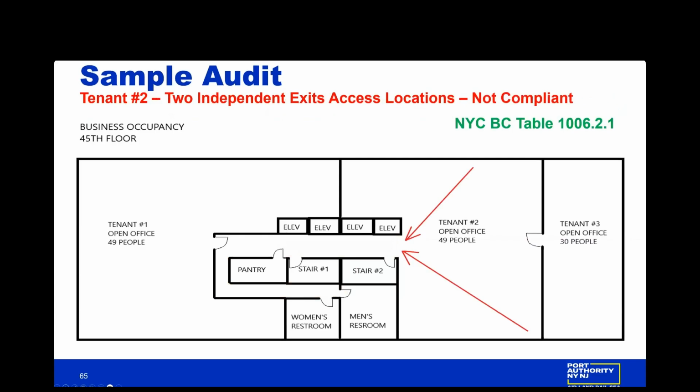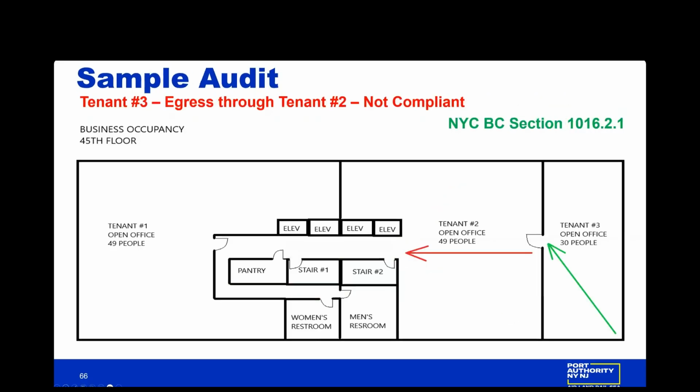And in this case, we have not independent exit access. We only have one exit access and not the two that are required. Next, please. In this case, you can see where tenant number 3 would have to exit through tenant number 2 to get to the exits, also not compliant.